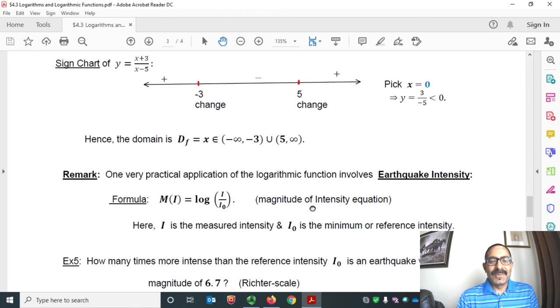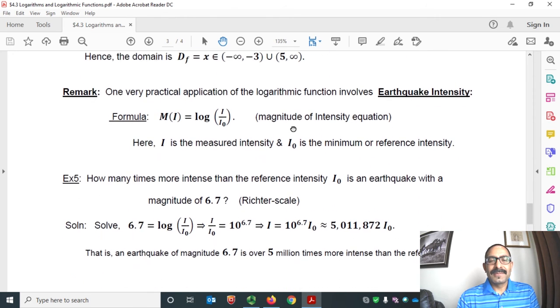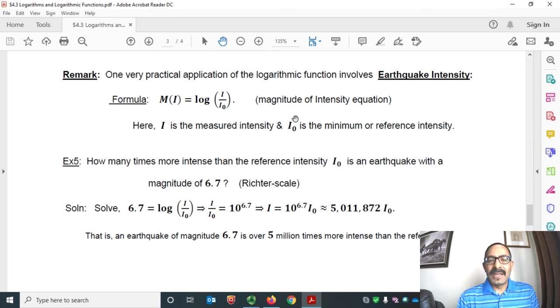Now let's move on. Remark: one very practical application of logarithmic functions involves earthquake intensity. The formula is the magnitude of intensity equals log of I over I0. Here I is the measured intensity and I0 is the reference intensity. Again the log has base 10 here. We don't need to write the base 10.